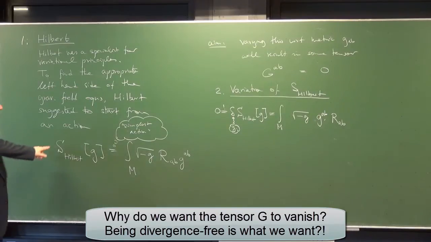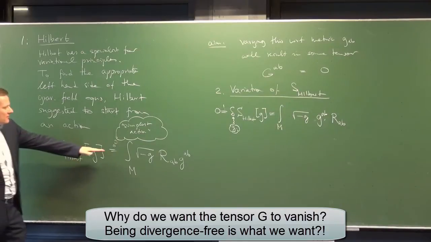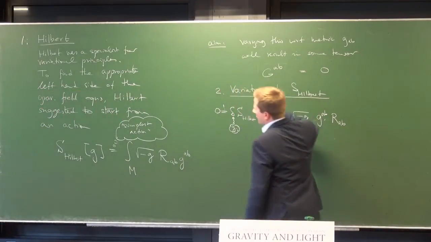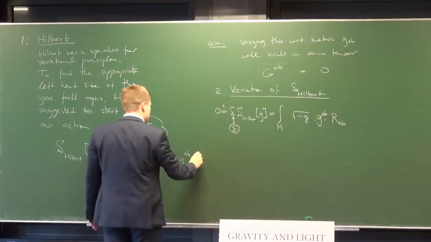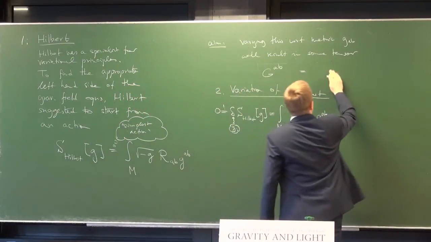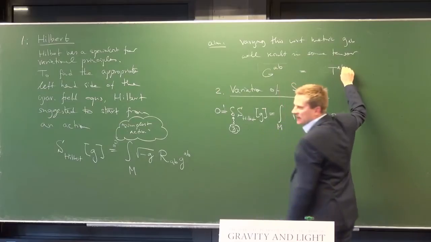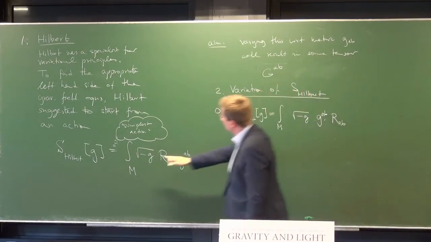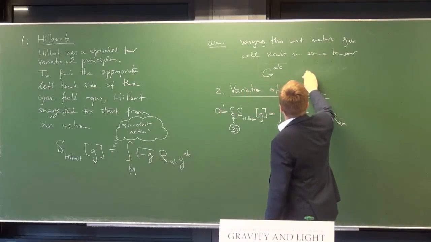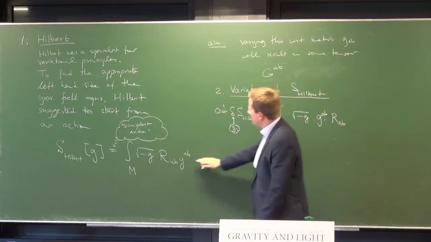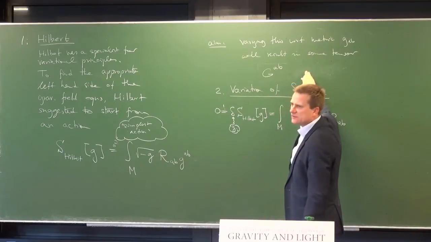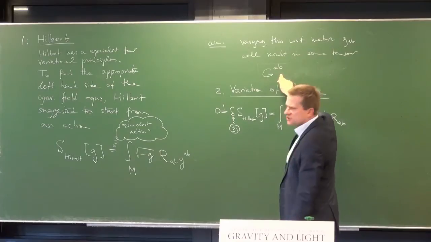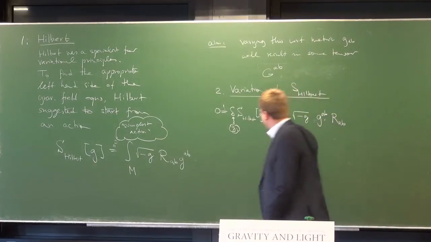No, if I vary this action, the variation of this will yield a tensor G_{ab}. Now, if I added here plus S_matter, I would then get on the right-hand side a T_{ab}, and I have the field equations. It's just that I denote the variation of this action by G_{ab}, and I already wrote it equal to 0. If you add nothing else, that's the vacuum field equations. So maybe I should say varying this will result in some tensor G_{ab} is probably the better statement.